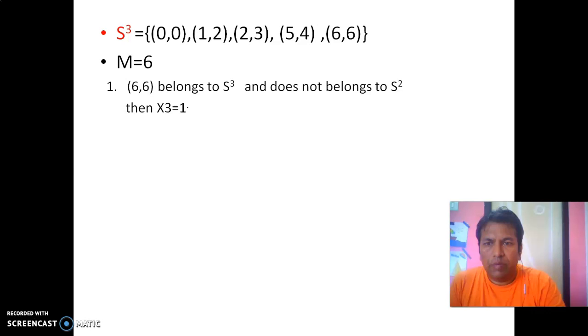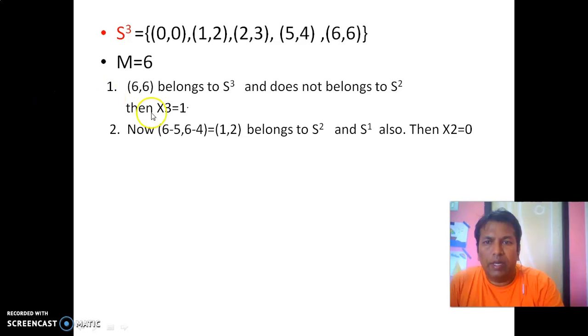So we set the x3 value as 1, since this one is related to the third object. That means we keep the third object in the knapsack. Now we need to backtrack and go to the previous set. We eliminate the profit and weight of the third object from 6, 6. So we compute 6 minus 5 and 6 minus 4, resulting in the tuple 1, 2.